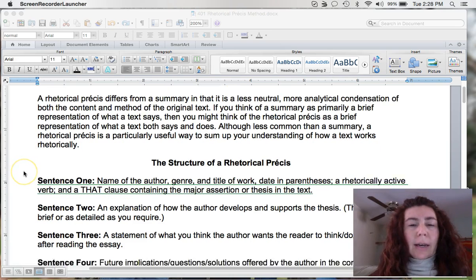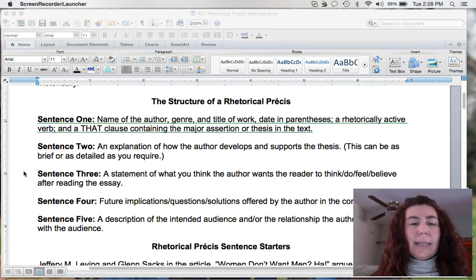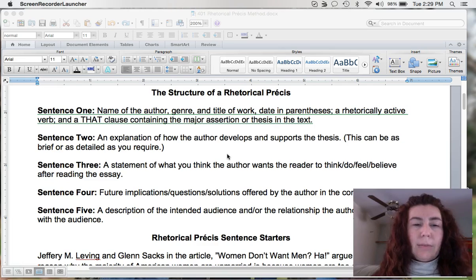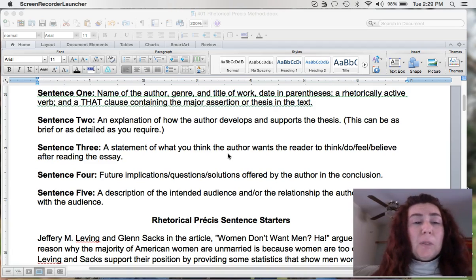So basically, the structure of the précis is that there are 5 sentences. The first one describes the title of the work and what the author is positing. The second sentence explains how the author is supporting their thesis, and this sentence can be as long or as short as you need it to be. So feel free to, if you want a lot of details in what they use to support their thesis, go ahead and use that room. You can definitely use more than one sentence there. Or if you want to keep it brief, then just keep it to one sentence.